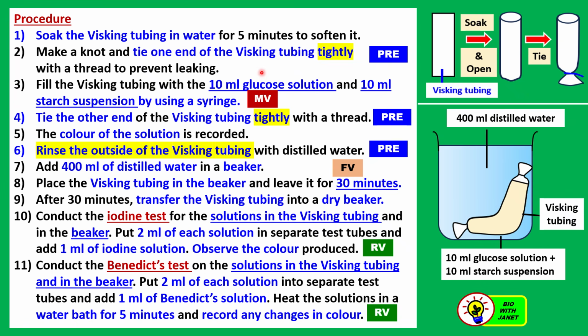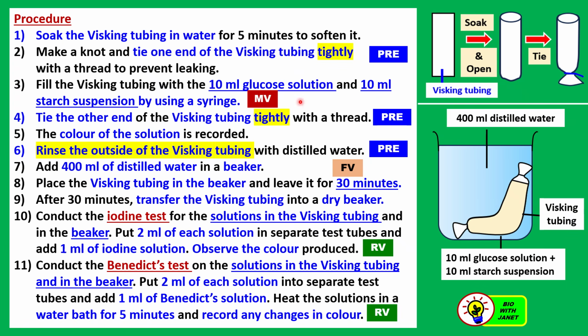So if this is written down, the procedure is for you to write down, and you must write down: tie one end of the Visking tubing tightly with a thread to prevent leaking. Next, fill the Visking tubing with 10 ml glucose solution and 10 ml starch suspension by using a syringe. So this is your MV.